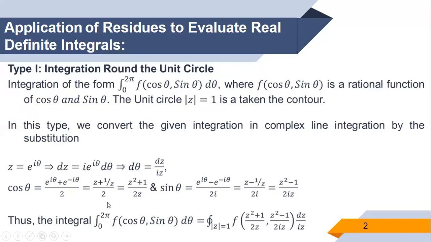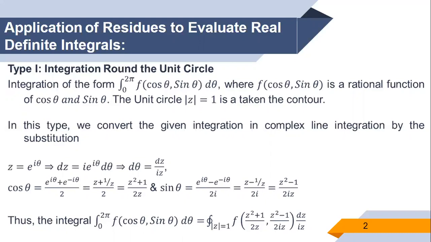Thus, the integral 0 to 2 pi f of cos theta, sin theta d theta is nothing but a complex integration over the curve mod of z equal to 1, that means the unit circle. Cos theta is replaced with z square plus 1 upon 2z, sin theta is replaced with z square minus 1 upon 2iz, and d theta is replaced with dz upon iz. So type 1 is integration around the unit circle mod of z equal to 1.